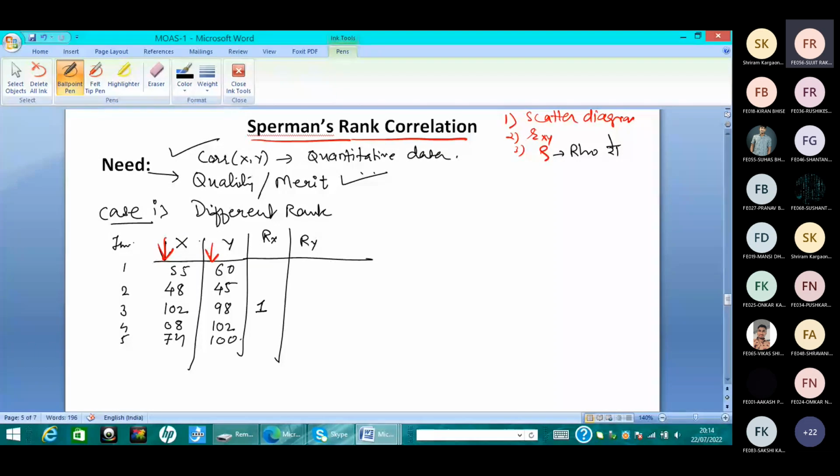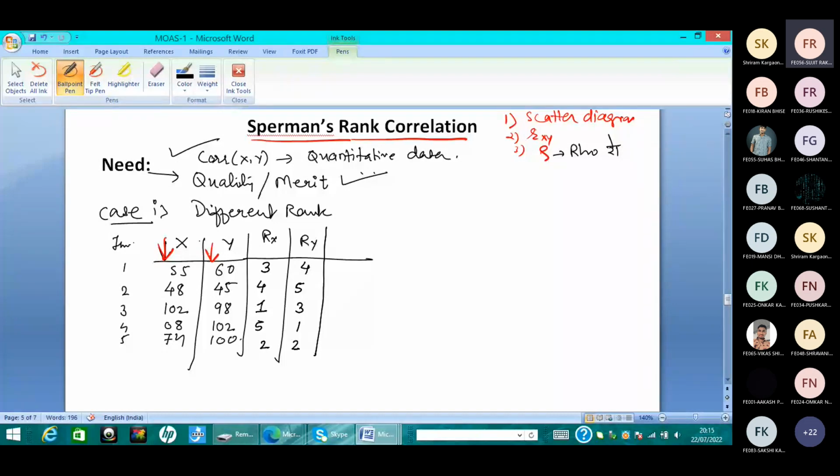Okay, in this series this is the second rank, this is the third rank, this is the fourth rank, and this is the fifth rank, right? Now here in the second data, it will be first rank, this is the second rank, this is the third rank, this is the fourth rank, and this is the fifth and final rank. Okay, then you apply the formula.